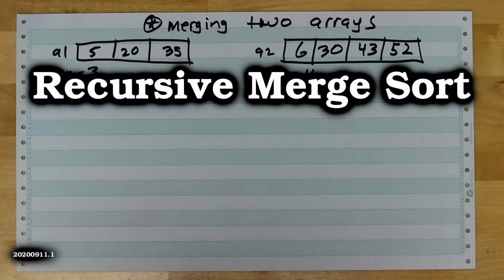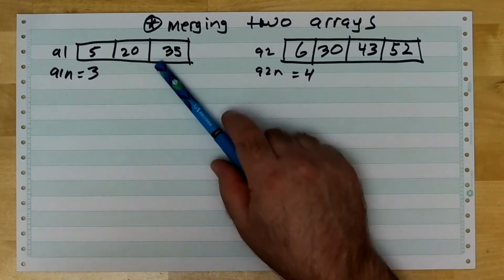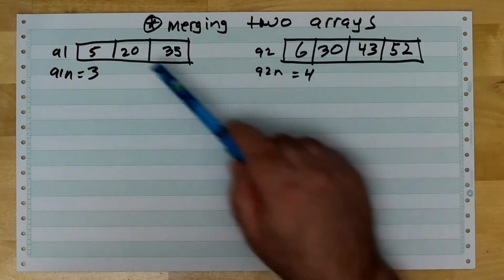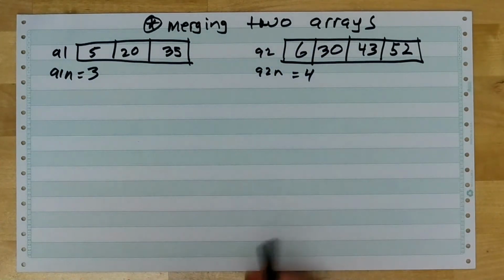But before we do that, let's make sure that we know how to merge two arrays, all right? Let's say I've got these two arrays, A1 and A2. A1 has 3 elements, A2 has 4 elements in it. How do we do this?